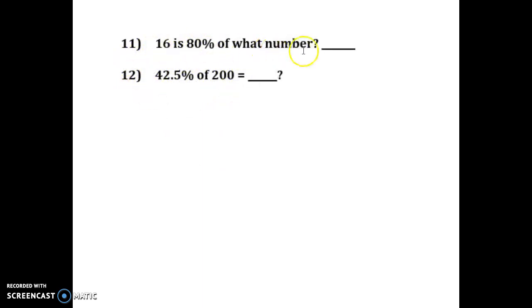16 is 80% of what number? Well, you need to know that percent over 100 equals is over of. Repeat it with me. Percent over 100 equals is over of.